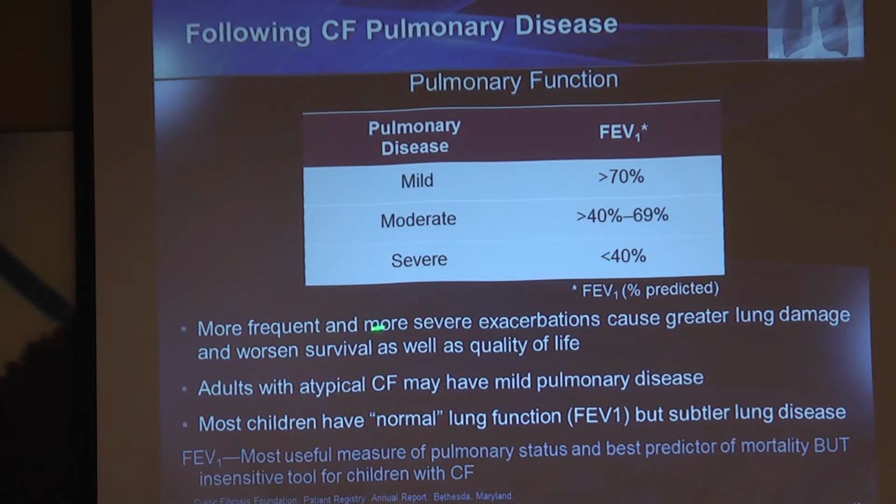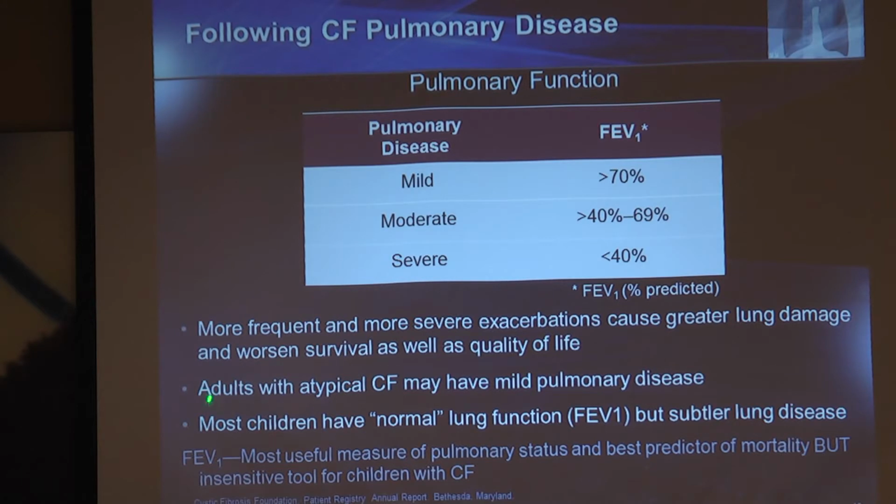We do know that more frequent and severe exacerbations cause more damage, and a portion of people with exacerbations do not recover. About 25–30% don't get back to where they were at the start of the exacerbation. That's a very bad sign. So we try very hard to not have that happen, and the best way to do that is to recognize an exacerbation early and treat it aggressively.